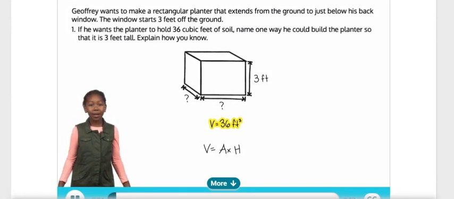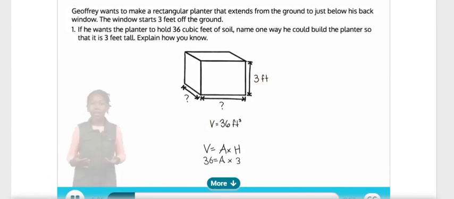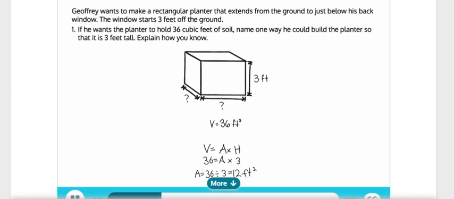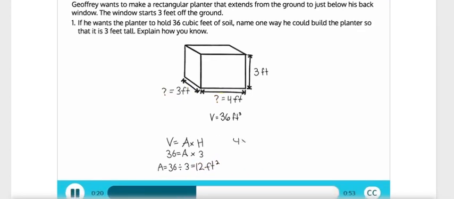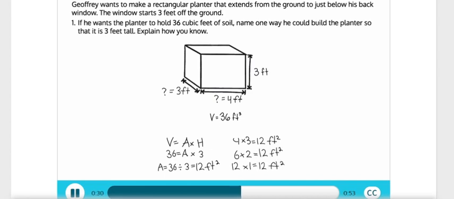I already knew the volume and height of the planter, so I put those numbers in my equation. Then I used this equation to find the area. I divided 36 by 3 and got 12 square feet. So any two numbers that would give me that area would work for the base of Jeffrey's planter. I used 4 and 3 since 4 times 3 equals 12. I could have also used 6 and 2 or 12 and 1 since they have a product of 12 too.